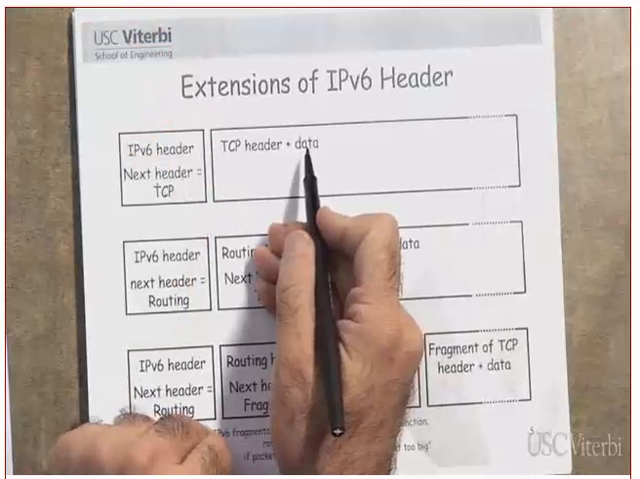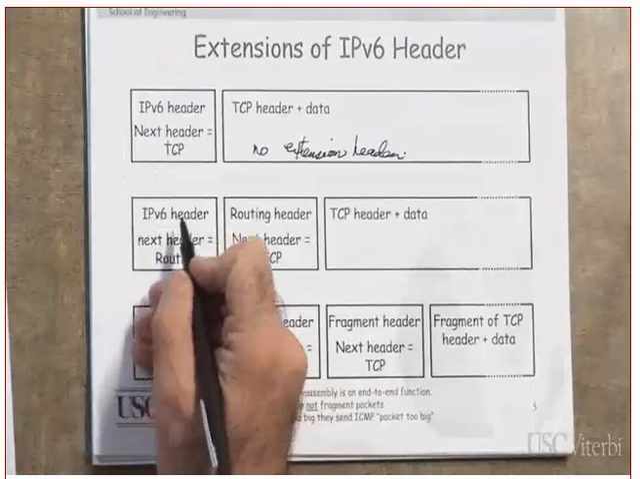The next header is TCP. Then you do have fragmentation, fragments of TCP header plus the data. So in this case here, we do have two plus the payload. But all of them are part of the payload of the IP version 6.